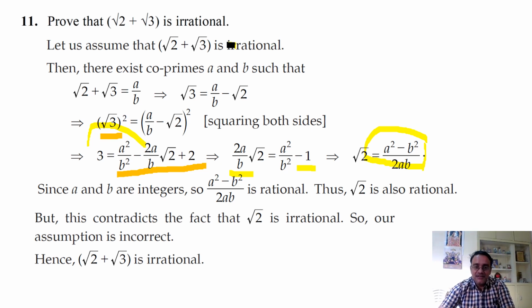So our assumption is wrong or incorrect. Hence root 2 plus root 3 is irrational, right. So this is one way. And now I am going to show you the other way also, जो हम लोग क्लास में किए थे.